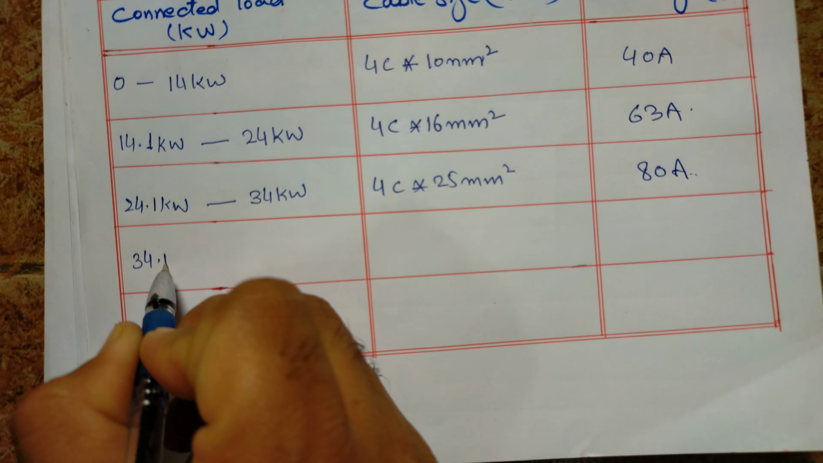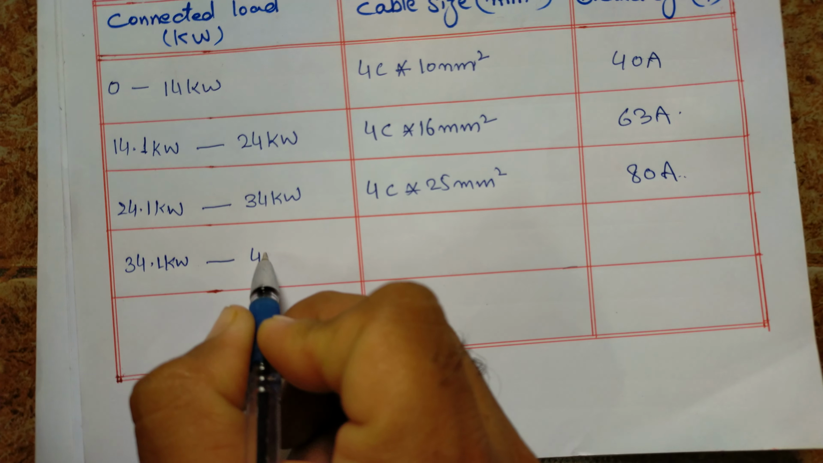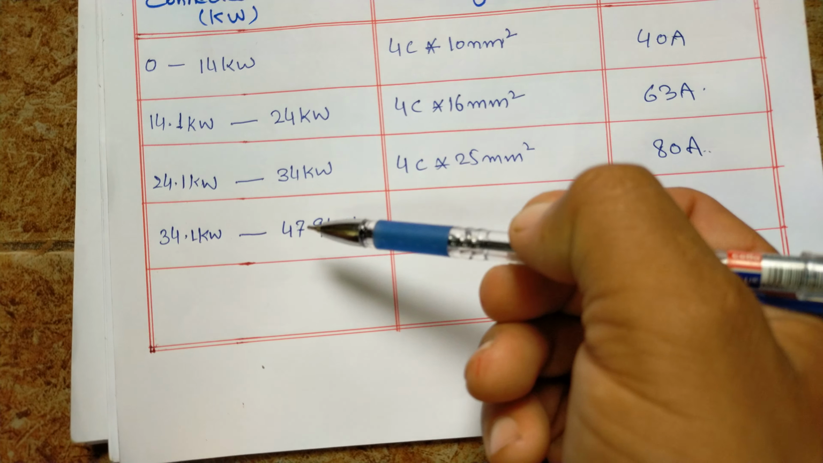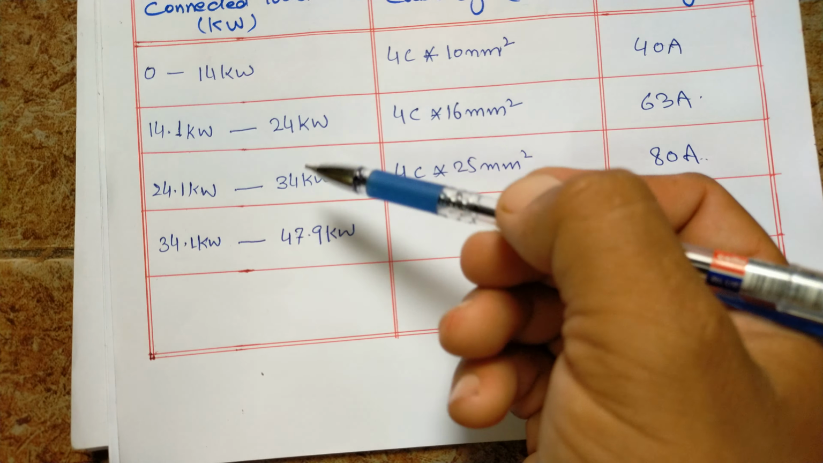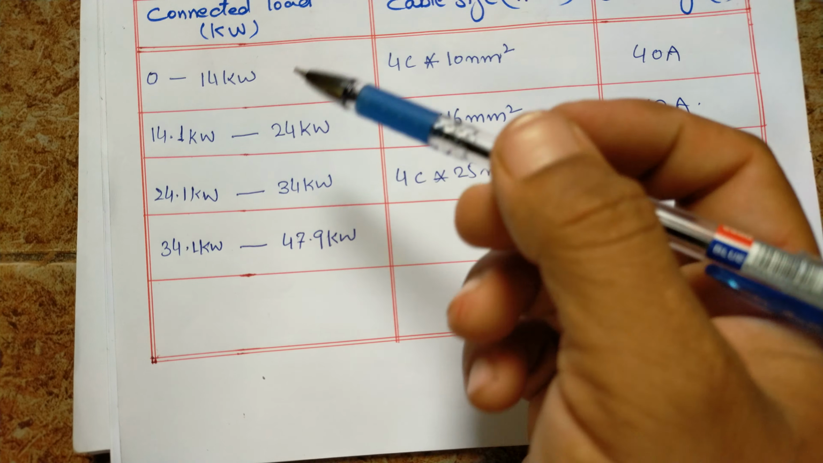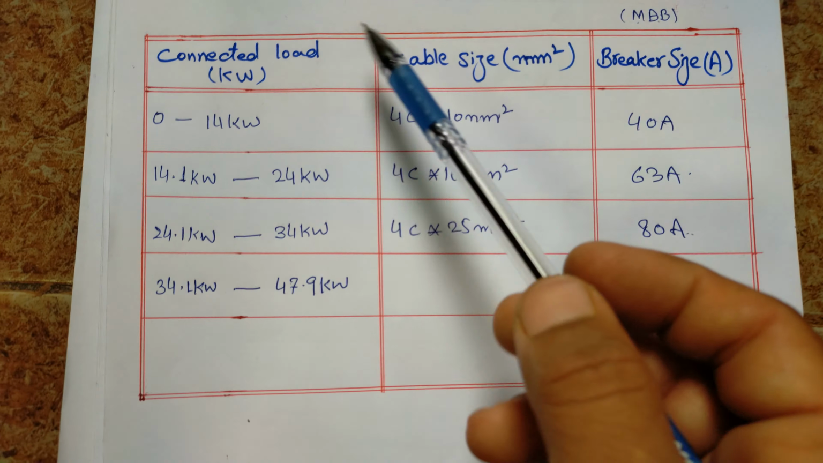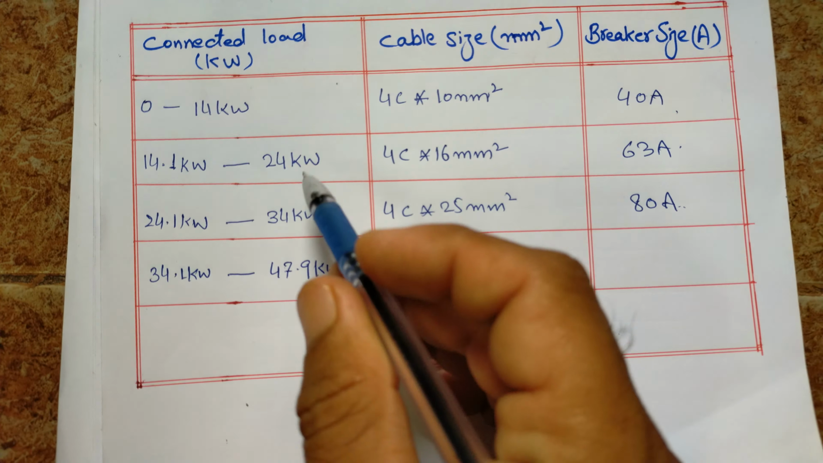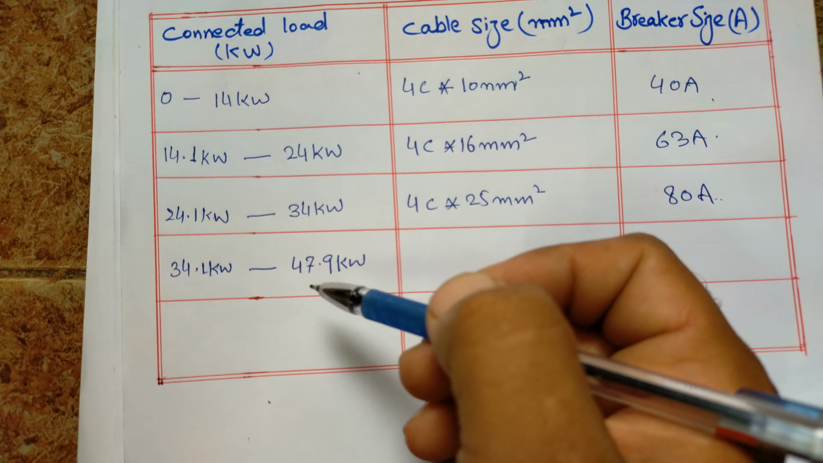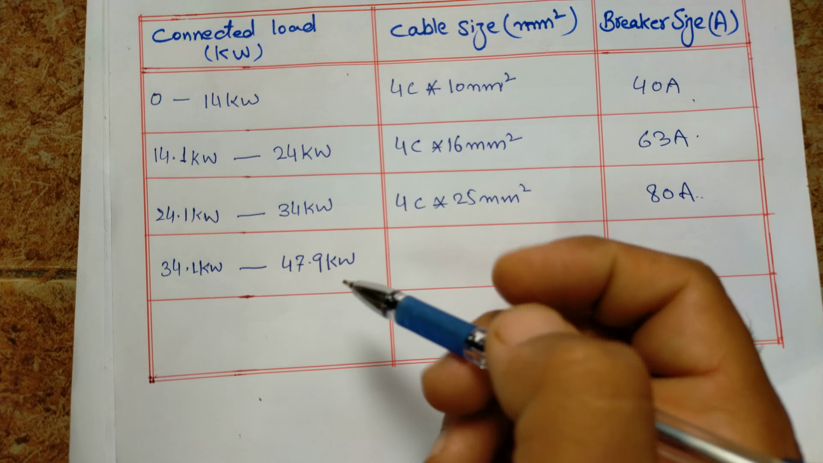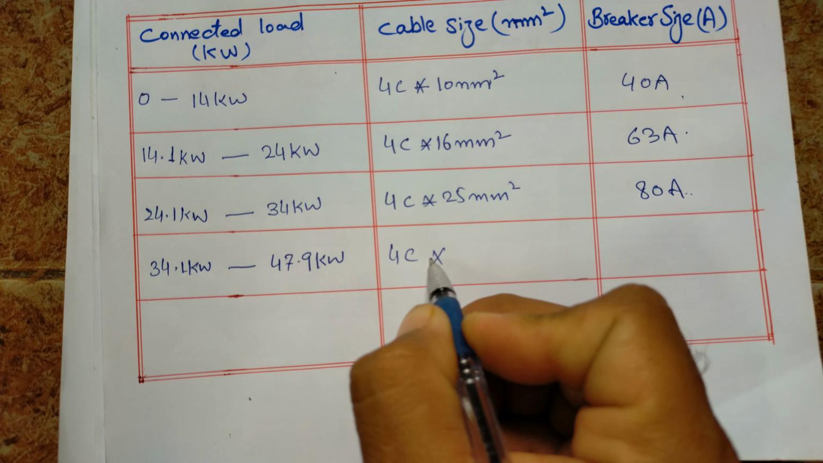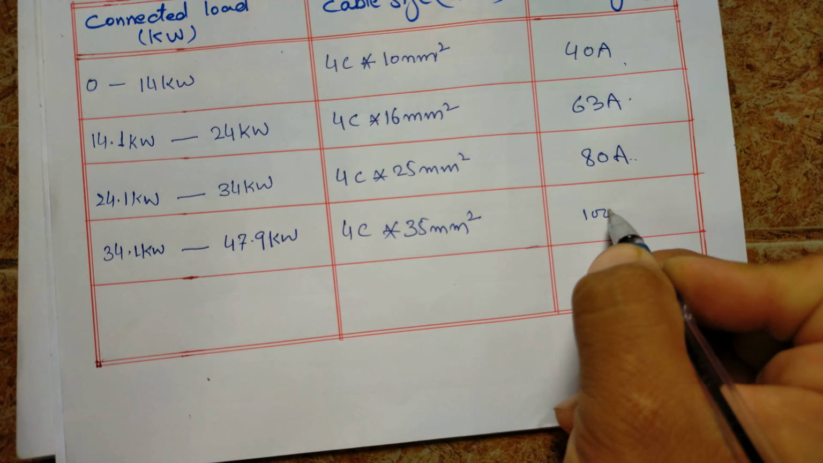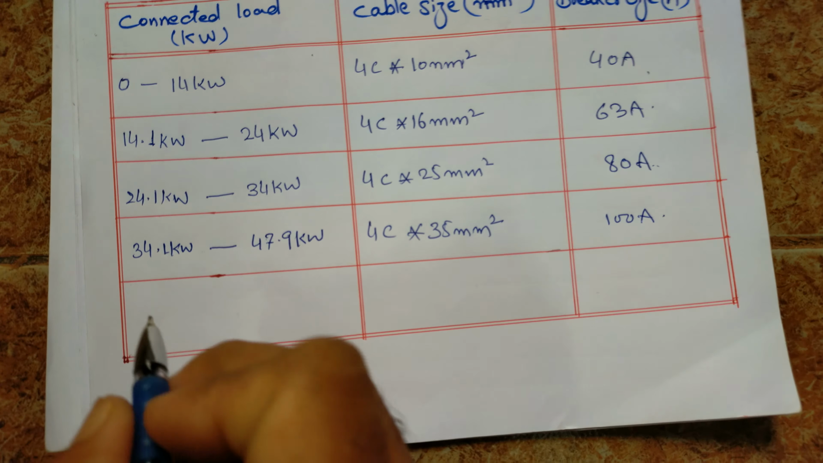From 34.1 kilowatt to 47.9 kilowatt, I don't know what the relation is between these, but the loads are given in the electrical regulation in UAE, mentioned in the regulation book, 2020 version. I don't know the relation between these loads, but this is according to the rules and regulations in UAE. For this we use 4 core into 35 mm square, and a 100 ampere main breaker.